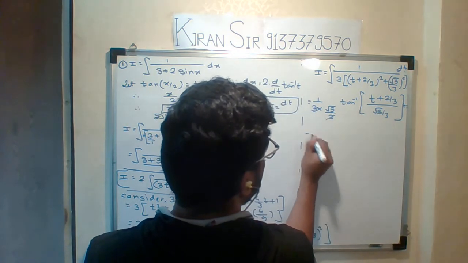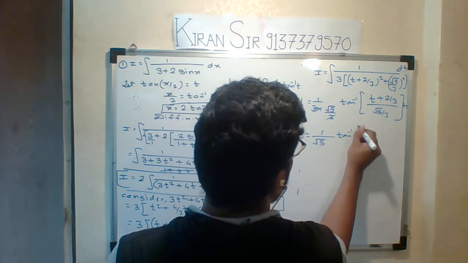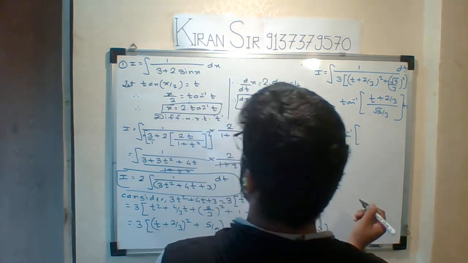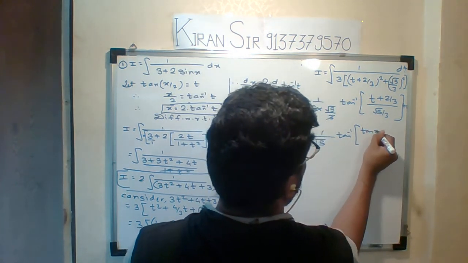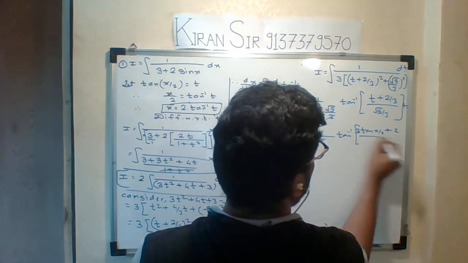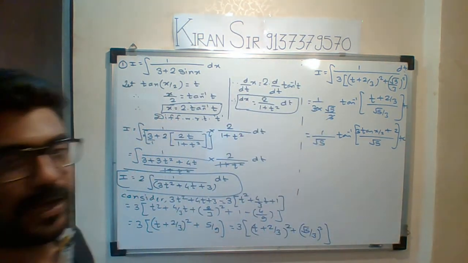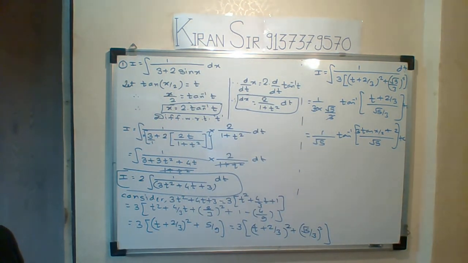And 3 get cancelled. What I'm going to do now? I'm going to resubstitute. What is t, student? T हमारा क्या था पता है? Tan x by 2. What is the final answer? If I take LCM, 3 times of tan x by 2 plus 2 upon root 5 plus c. This is the final answer. Hope so you understood. Please call up your copy.